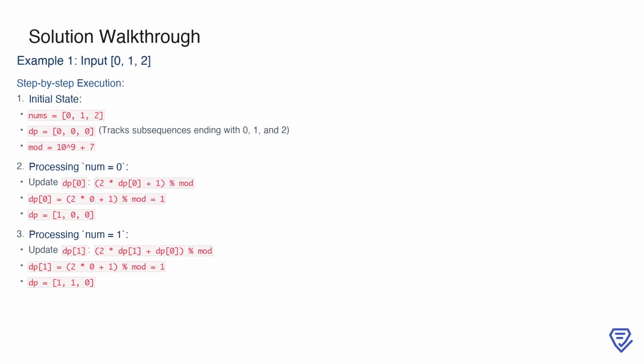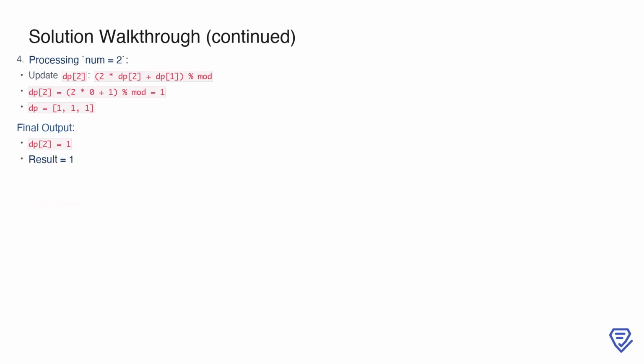Now, for the first number, 0, we update dp 0 using the formula 2 dp 0 plus 1 % mod. Since dp 0 is initially 0, this calculation gives us 1. So, dp becomes 1, 0, 0. Next, for the number 1, the formula for updating dp 1 is 2 dp 1 plus dp 0 % mod. Substituting the values, we find that dp 1 becomes 1, resulting in dp being updated to 1, 1, 0. Finally, we process the number 2.